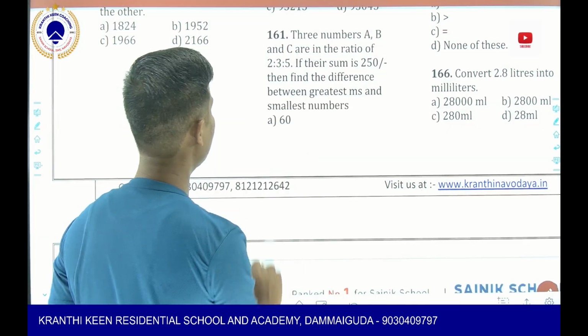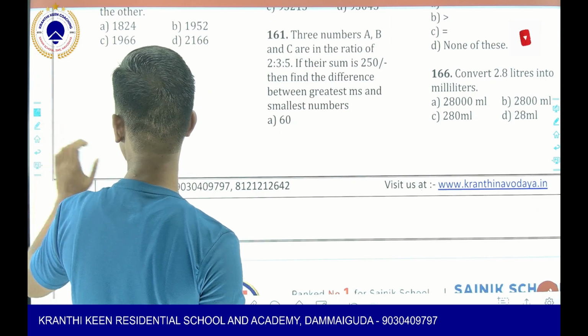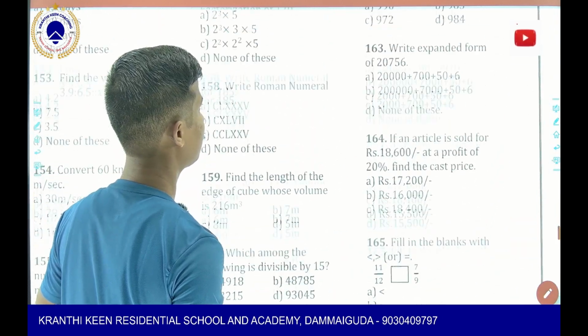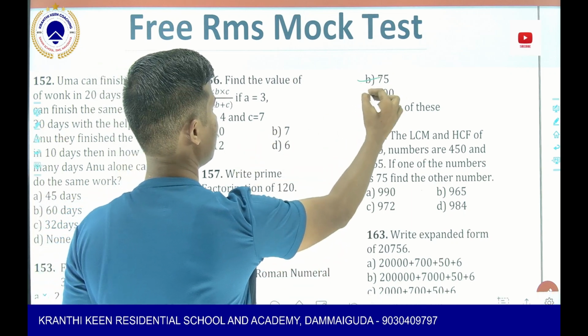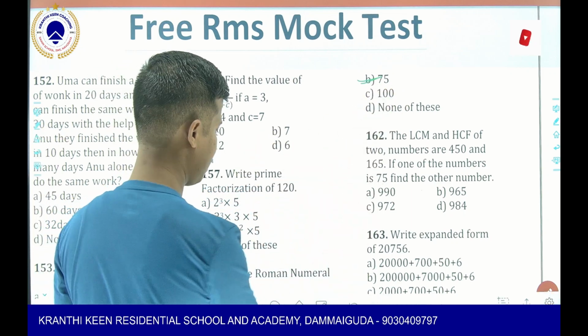What is the answer we get? We'll get 75. Where is that? We'll check the options. This is 75. Okay?